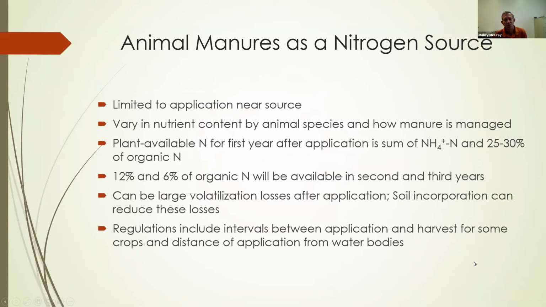So looking at animal manures as a nitrogen source, one of the things that's important to remember is that these are basically limited to application near the source. You can't afford to transport these very far because of the low analysis of the materials and the heavy weight that you're transporting. They vary in nutrient content by animal species and how the manure is made.